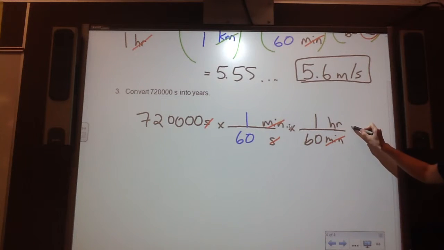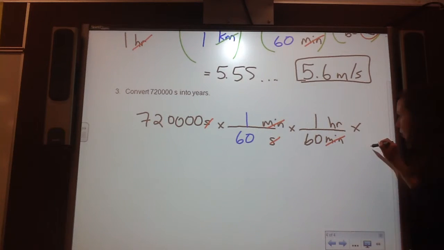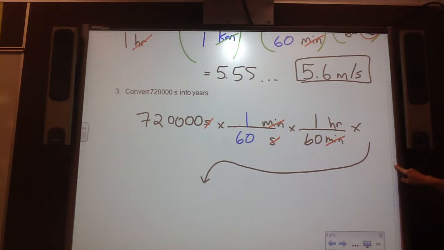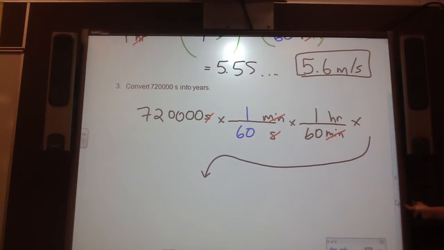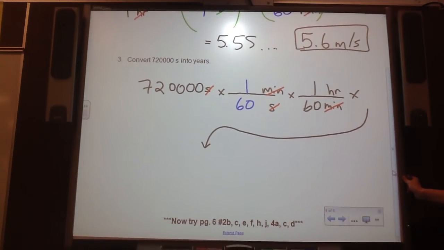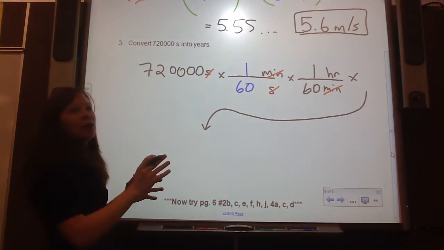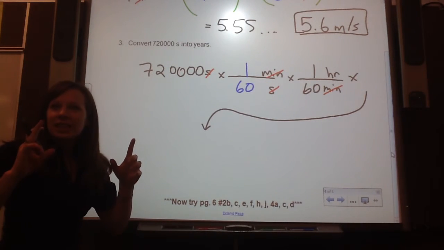I'm going to have to keep going, but I'm going to put mine down below here because I ran out of space. Oh no, I want to finish it. Okay, so I have hours. What's next to hours? Days.